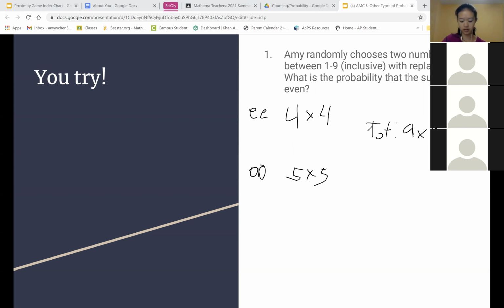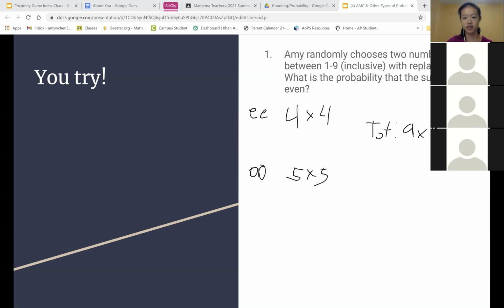16 plus 25, 81 minus 16 plus 25. Okay, that is 31, 41, 40. Wait, no, it's not complementary counting. We just have to add these up and divide it by 81.